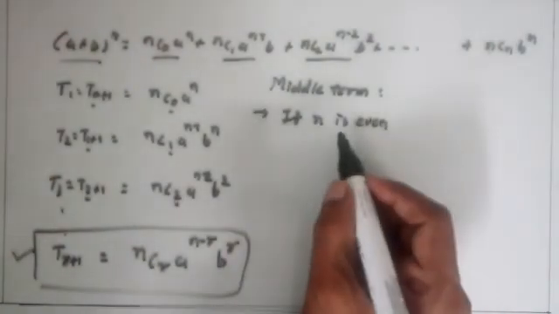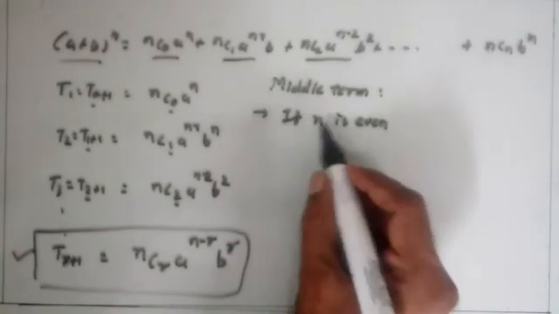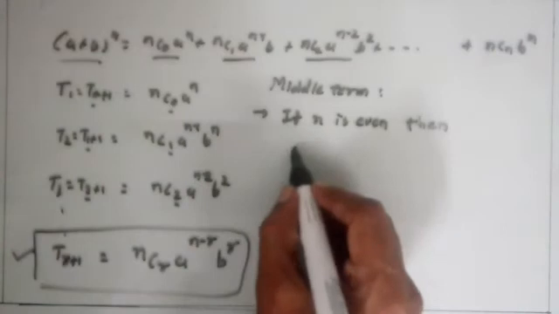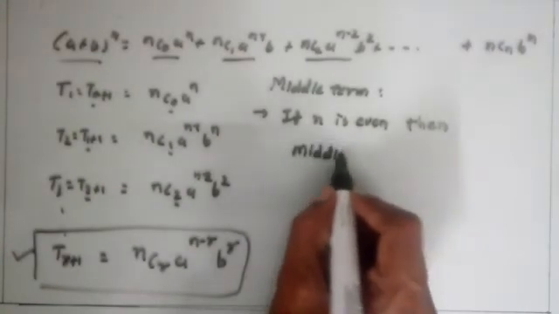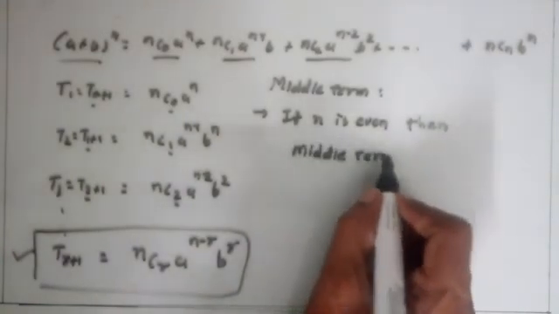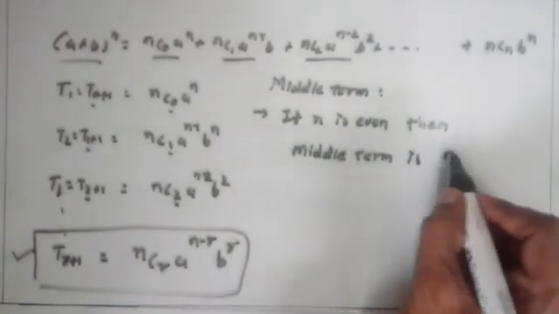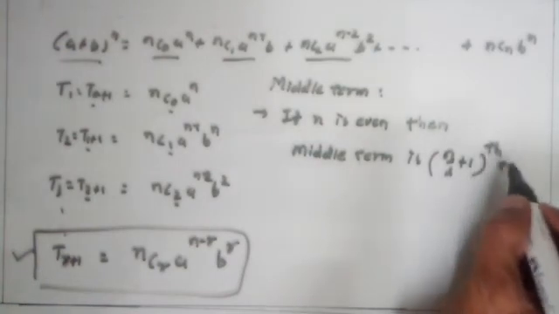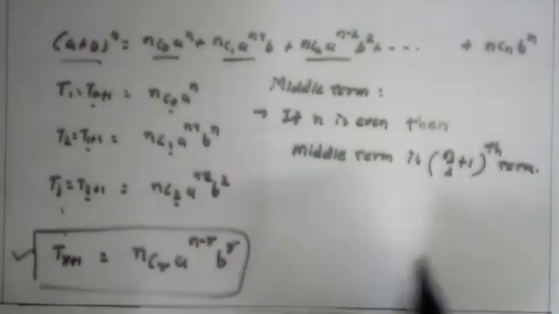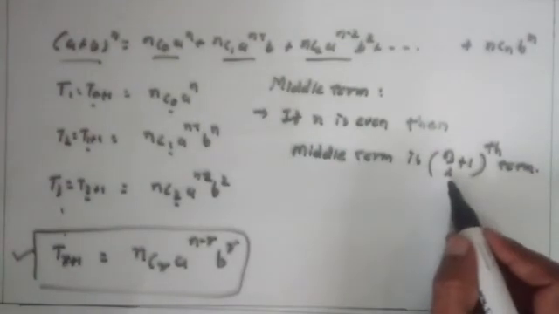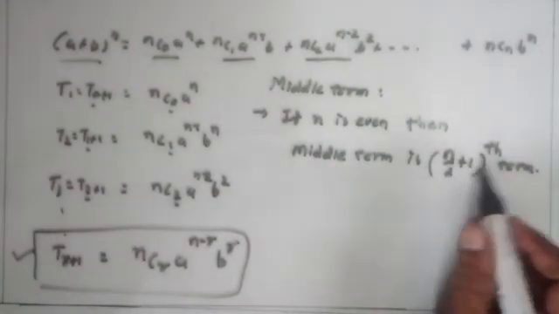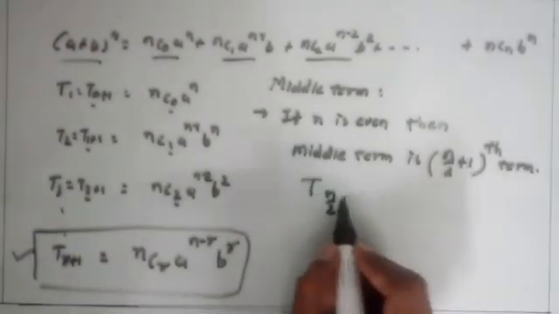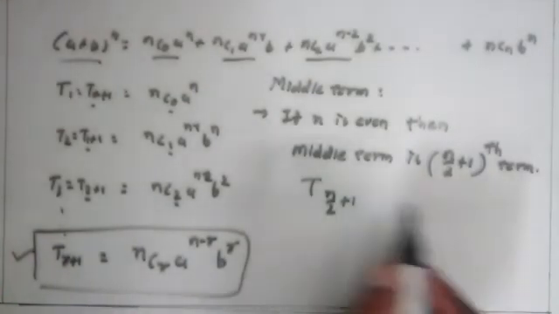So the middle term becomes, if n is even, then the middle term is the (n/2 + 1)th term. Clear? Remember this. So if n is even, then remember this, the (n/2 + 1)th term becomes the middle term, that is t(n/2 + 1) becomes the middle term. Okay?